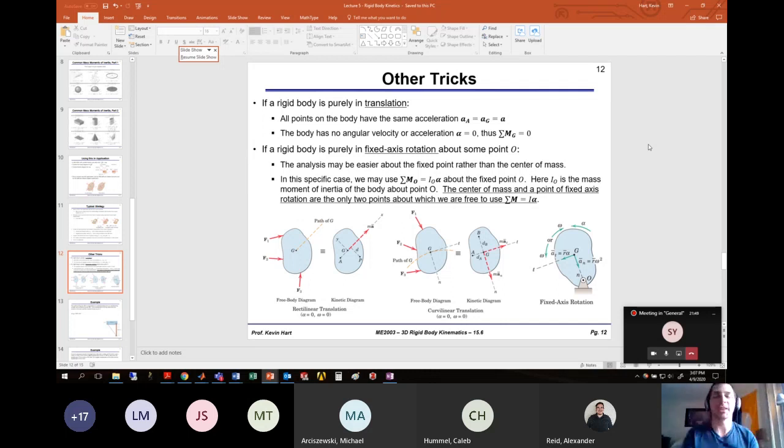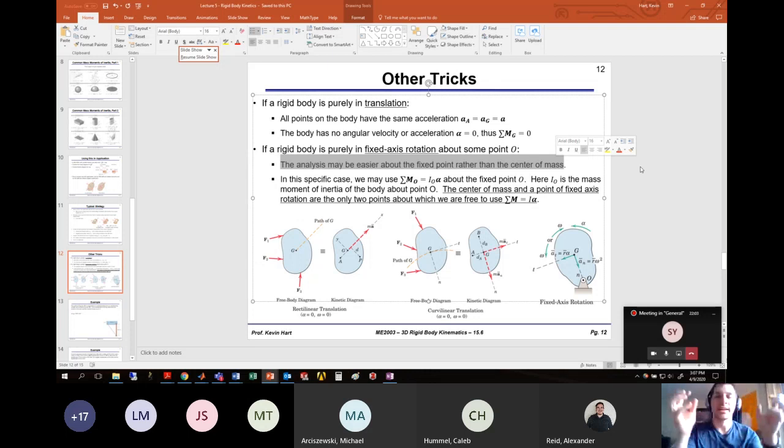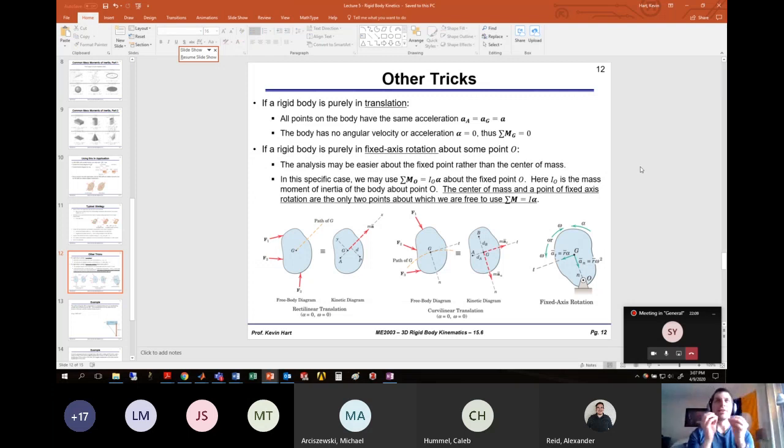There's also a trick for fixed axis rotation. If a rigid body is purely in fixed axis rotation about some point O, then the analysis might be easier about the fixed point rather than the center of mass. Usually, like I advocated in the past, get everything to the center of mass and do all your equations and analysis there. However, fixed axis rotation is the only caveat to what I said before. When we have the sum of the moments equals Ig alpha, we typically want to do that analysis about the center of gravity, but the only other place we're allowed to use that particular formula is about a point that has fixed axis rotation.